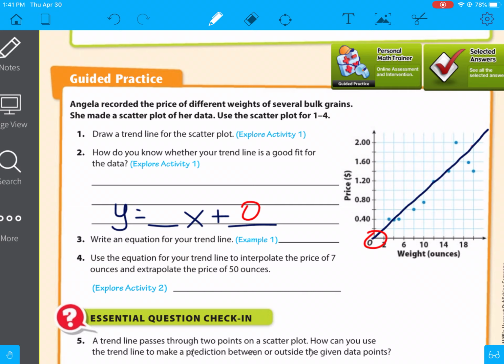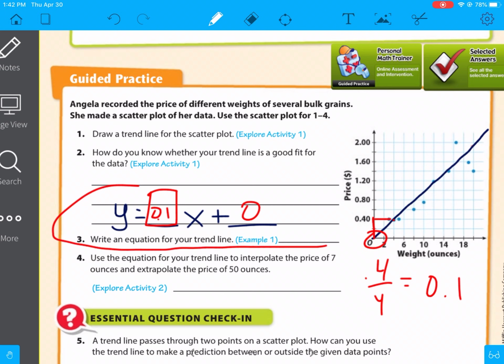Now we have to find our slope, which is going to be rise over run. So remember, it's going to go up, so pick another point exactly on the line. It's going to go up 0.4, so rise over run, 0.4 over 4, which equals 0.1. So your slope is going to be 0.1. This is going to be your equation for the trend line. So y equals 0.1x plus 0.